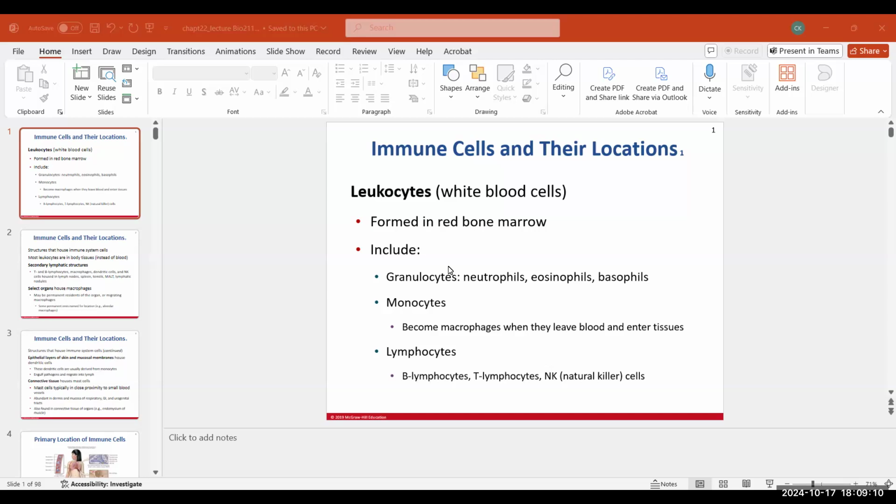And then we have our other cells, the monocytes and our lymphocytes. The monocytes are essentially our blood macrophages. Then we have our lymphocytes, which include our natural killer cells, which is a cool cell, our T lymphocytes and our B lymphocytes. We're going to go through all of this, just as a review. And we talked a little bit about some of these structures in lab on chapter 21, but we'll discuss it here.